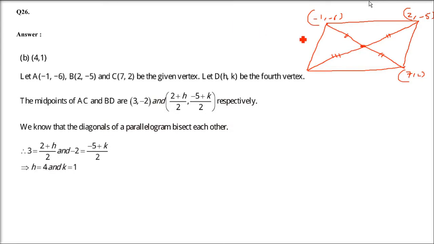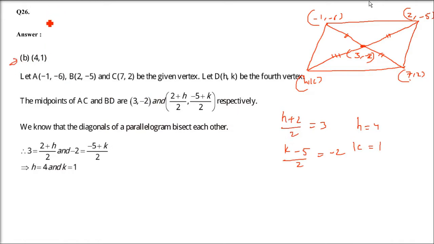Assume this point to be this point, we can easily find the midpoint. So x1 plus x2 by 2 I am taking. So 7 minus 1 by 2, that is 6 by 2 is 3, and minus 6 plus 2 by 2, so minus 4 by 2, that is minus 2. So you have 3 and minus 2. Now assume the final vertex to be h, k. So we have h plus 2 by 2 as 3, and k minus 5 by 2 is equal to minus 2. So from here you get h as 4, and k as 1. So 4 and 1 will be the answer. The answer is B.